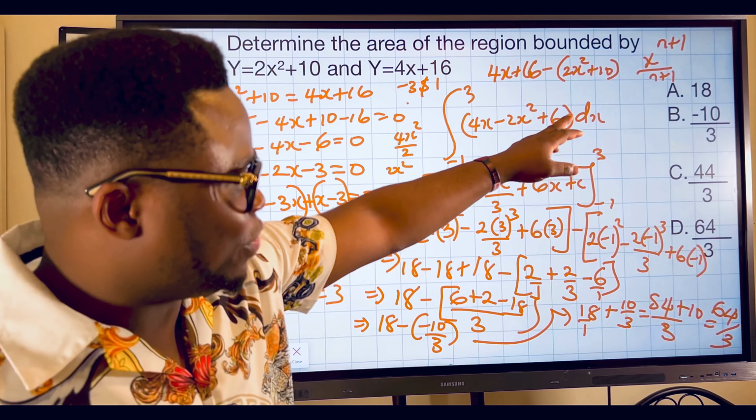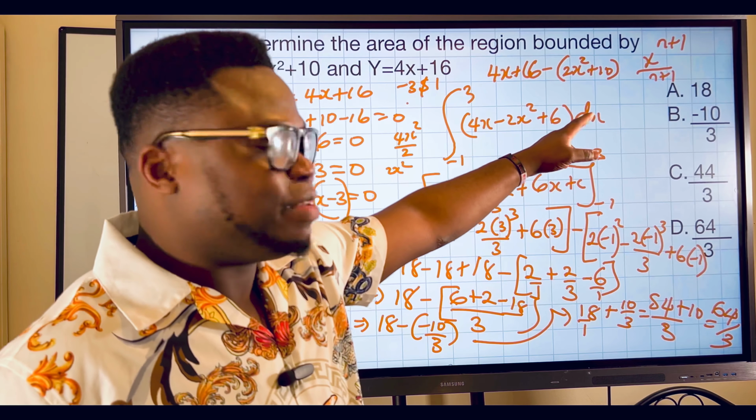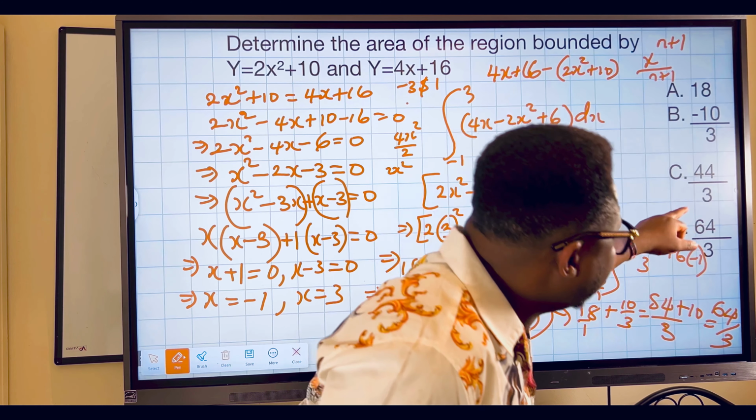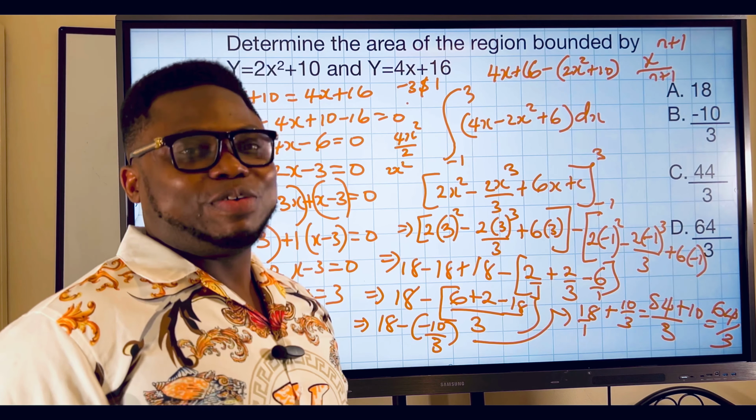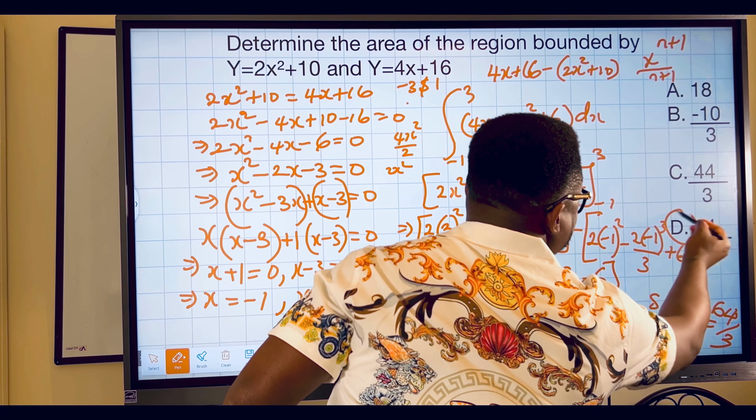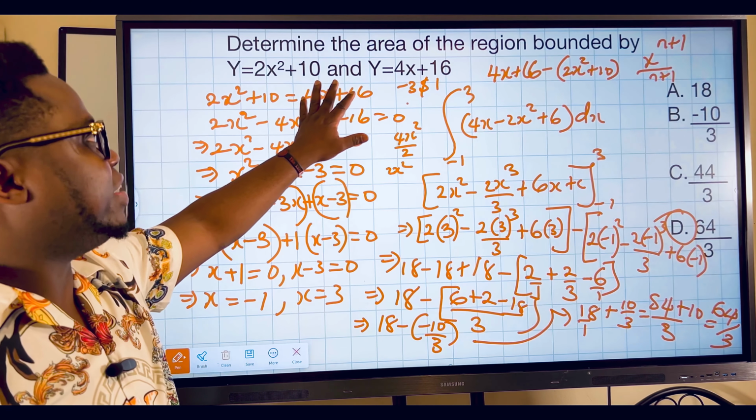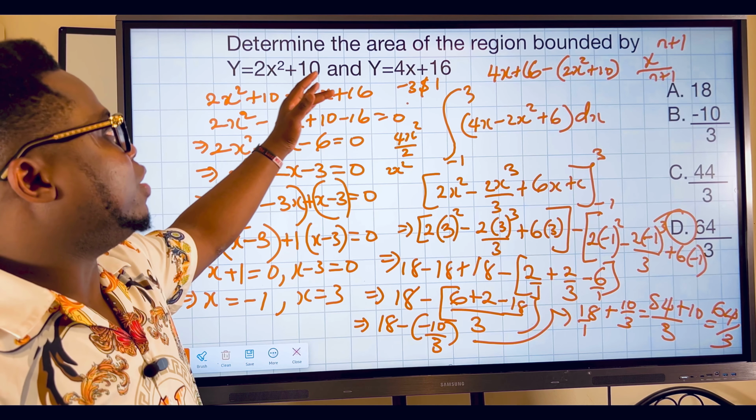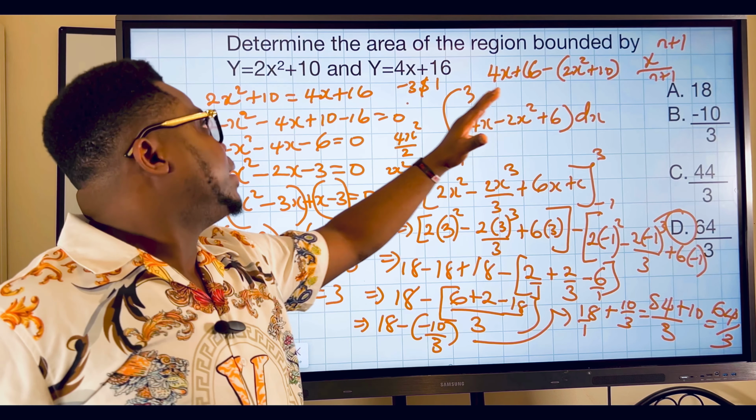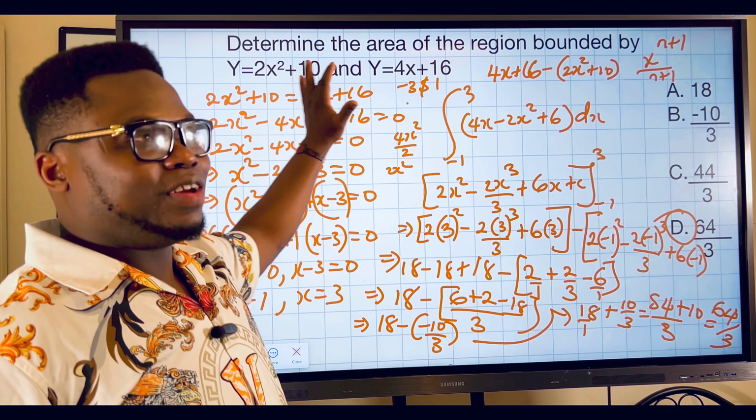Now looking at the options, A is 18, B is minus 10 over 3, C is 44 over 3, D is 64 over 3. So D is the answer. So this is how to find the area. So 64 over 3 is the area of the region bounded by this curve and this line.